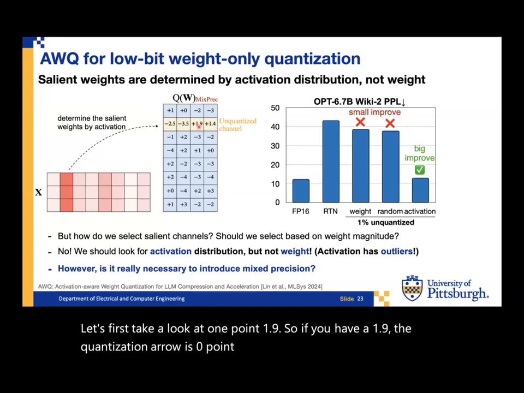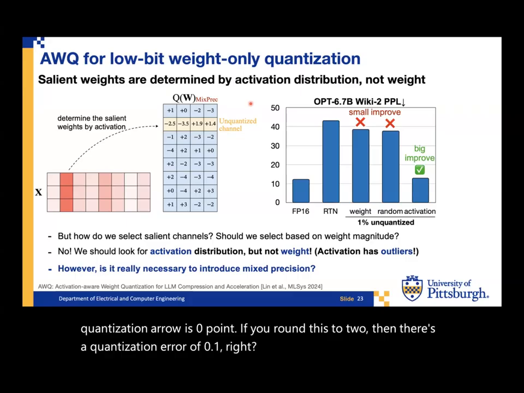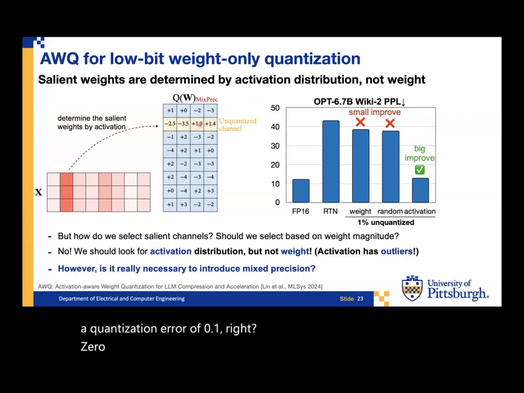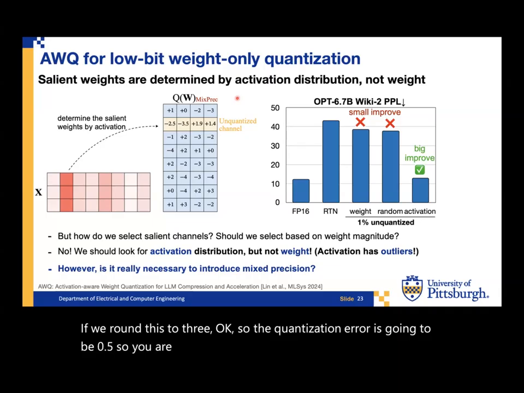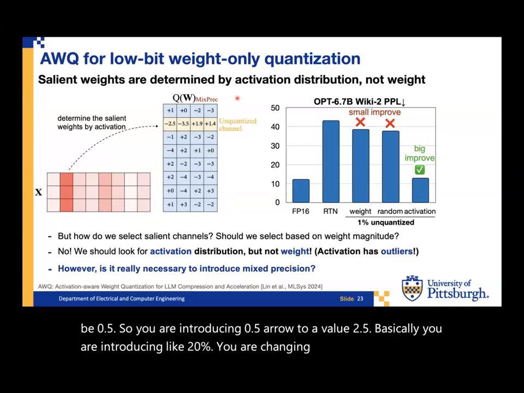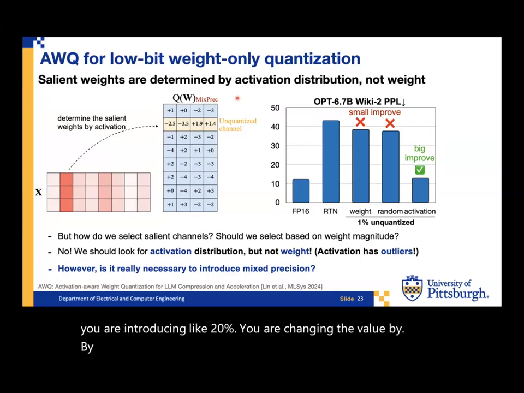If you round this to 2, then there's a quantization error of 0.1, right? 0.1 out of 1.9. So that's how much error you are introducing to this value. Then if you look at this 2.5, if we round this to 3, the quantization error is going to be 0.5. So you are introducing 0.5 error to a value of 2.5. Basically, you are changing the value by 20%. Does that make sense?